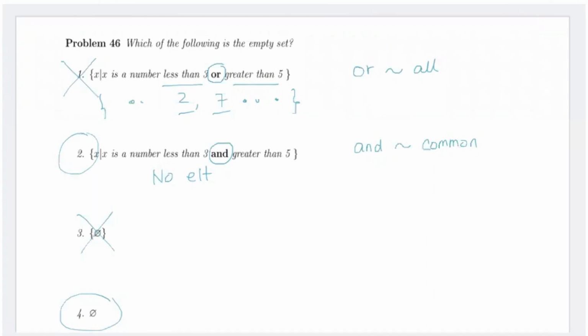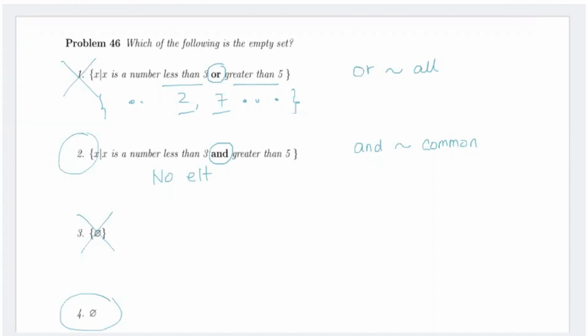Okay, do we see the difference of these two? Empty set means no elements. Empty set means no elements. All right, so the next one we have studied is ellipsis.